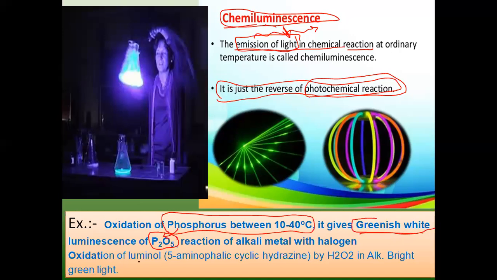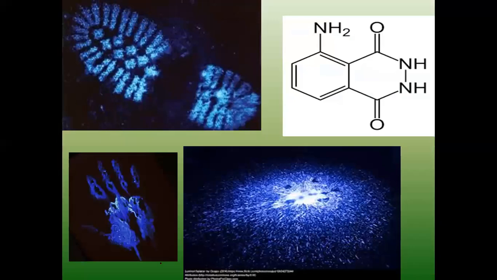Then oxidation of luminol. Okay, I will show some pictures to you. Let me see here. In a forensic lab, we see detectives in many serials, or if you observe some cases, in that you can understand some chemical compound. This chemical compound is luminol. The name is luminol. It is used in the detection process.